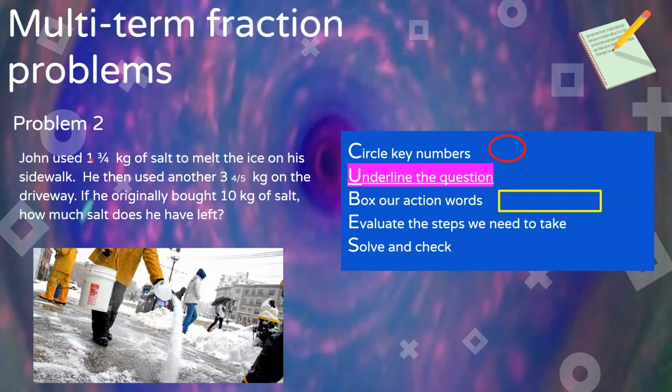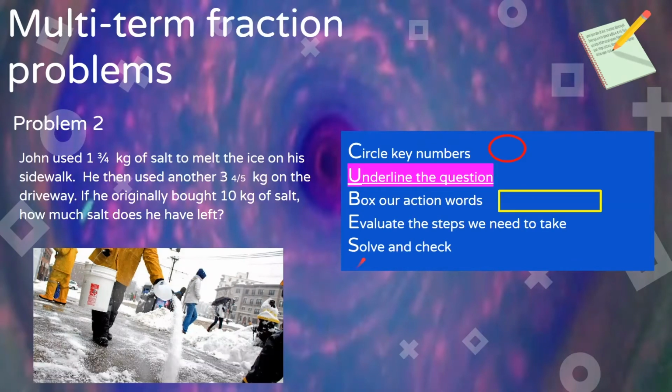So John used 1 3/4 kilograms of salt to melt the ice on his sidewalk. He then used another 3 4/5 kilograms on his driveway. If he originally bought 10 kilograms of salt, how much salt does he have left? We can see him here dumping the salt, and it's an important question because you want to be sure and have enough for the next time, right?